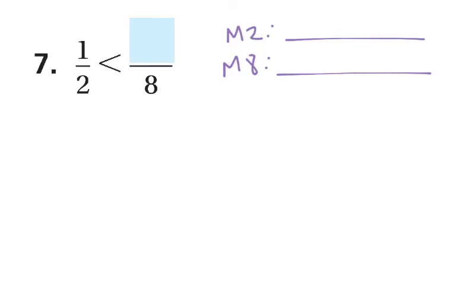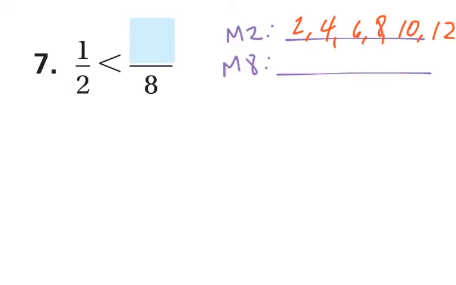Okay, now look at this problem. I don't have my numerator, but I do have a denominator. So to think of this, I want to think of what would it look like if these fractions had the same denominator. So let's list our multiples of 2. 2, 4, 6, 8, 10, 12.